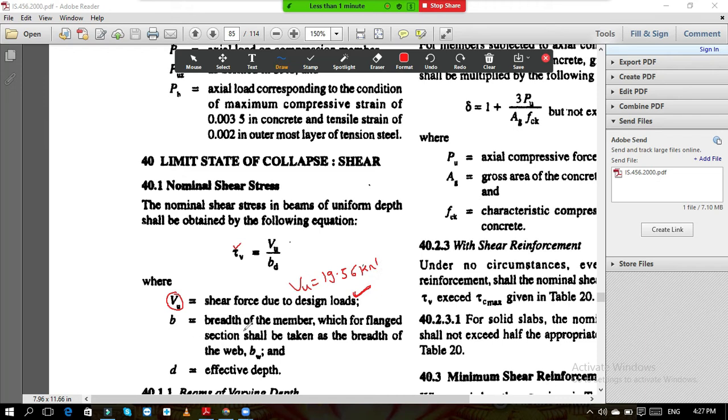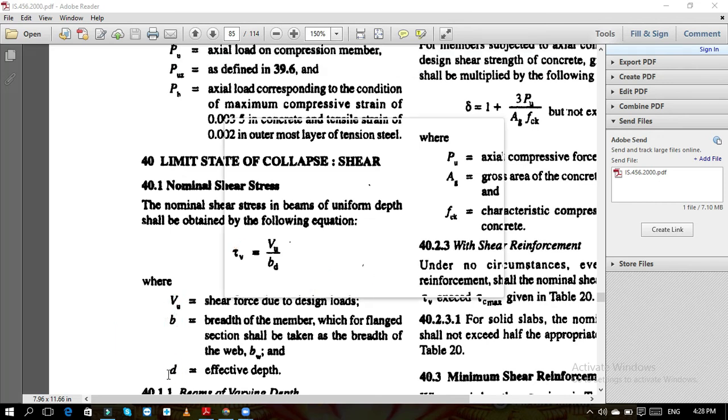Okay, b is the width of the member. In our case, we have assumed this value of b as 1000 mm for the slab. And d is the effective depth. You know that. What is our effective depth?